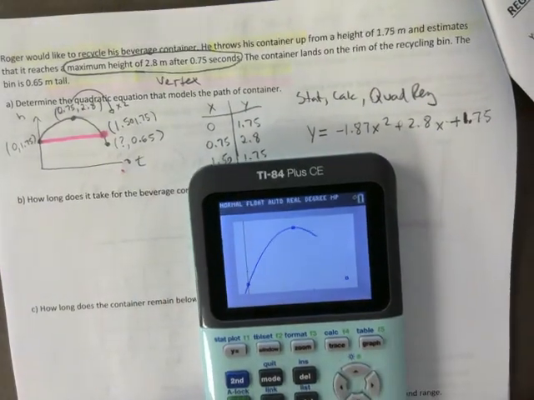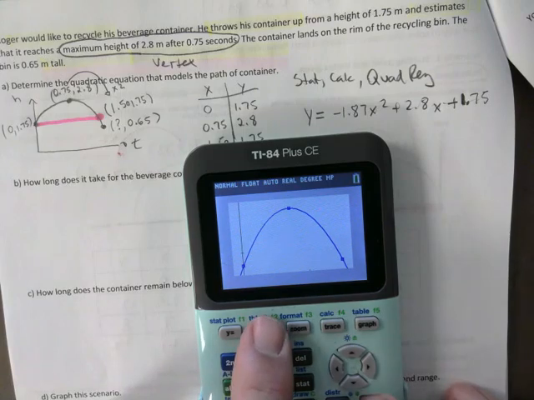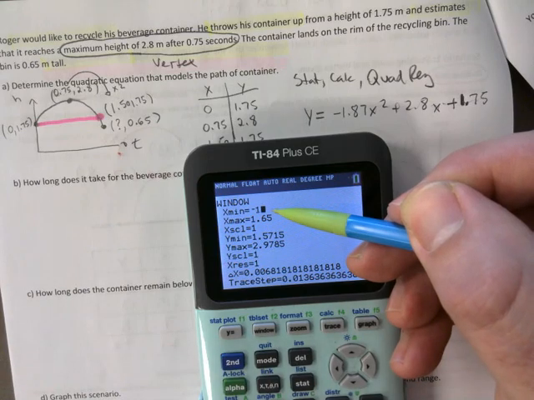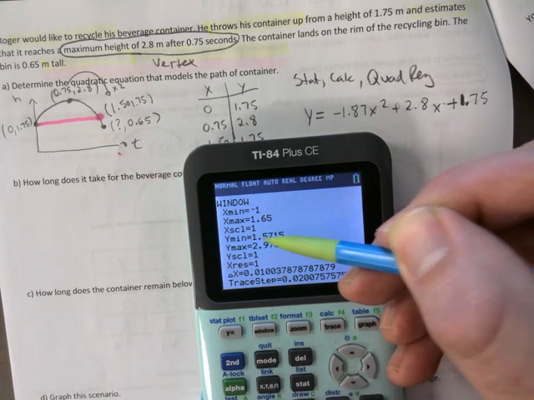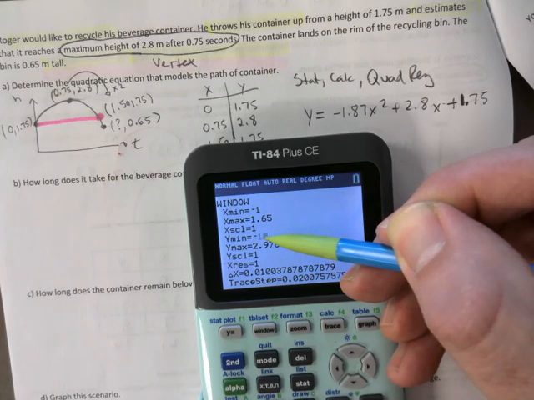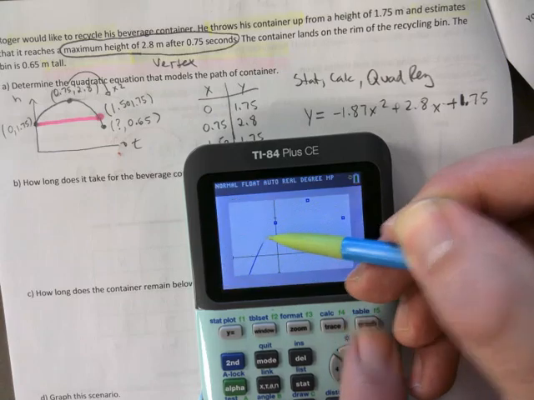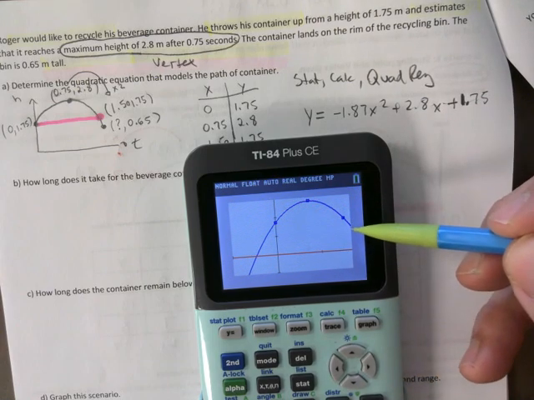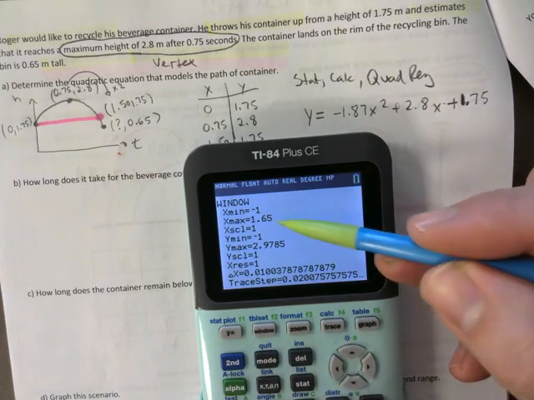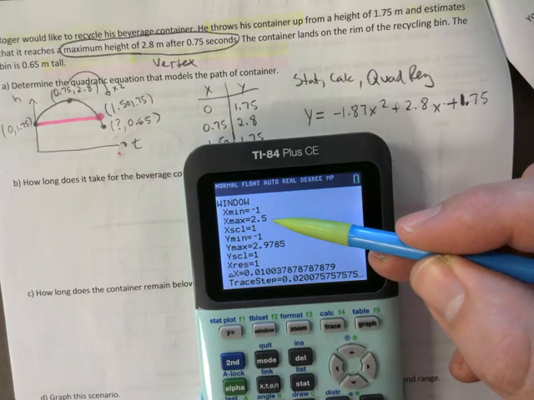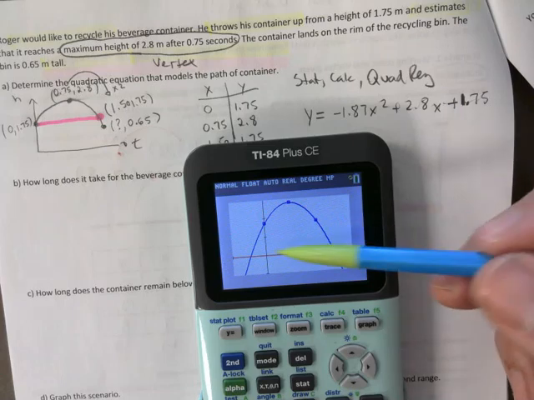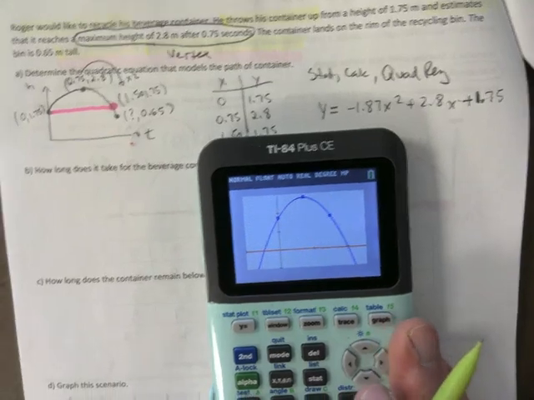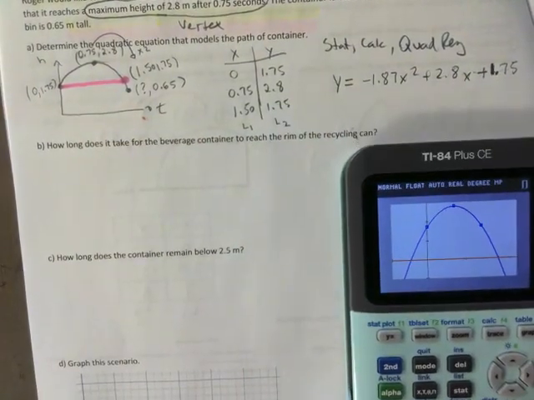Hit graph. Perfect. Except for the window. So my x min is pretty good, but I'm going to go negative 1 there at least. And my y min, I'm going to also change that to negative 1. Right? That way you see the quadrants around it. You want to increase your x max a little bit. Okay, we're going to go 2.5 or something like that. There you go. That is a pretty good graph.